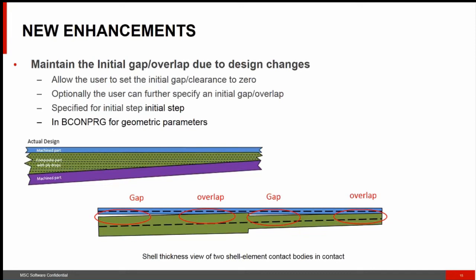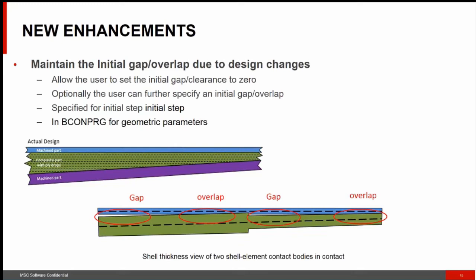So now MSC Nastran has the capability to maintain the variation of the gaps and overlaps which exist between the parts. What are the reasons that the parts can have these gaps? One of the reasons is modeling approximations, or sometimes geometry issues. The benefit is that Nastran allows you to do that without even moving the nodes. So you just define the initial gap capability.